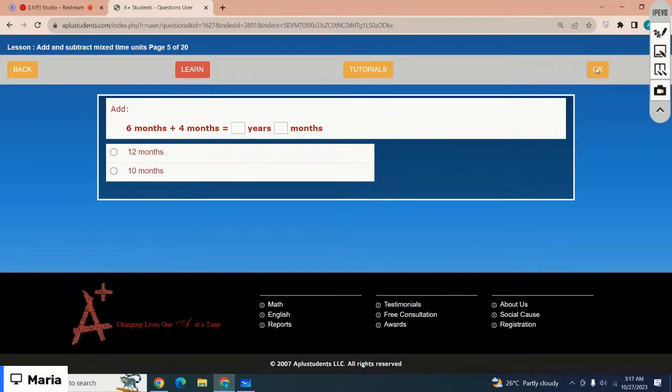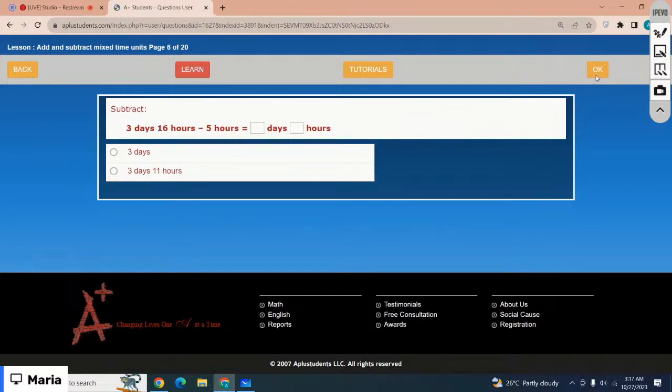6 months plus 4 months, which is the correct option? The correct option is 6 plus 4, yes, that is 10 months. Very good.